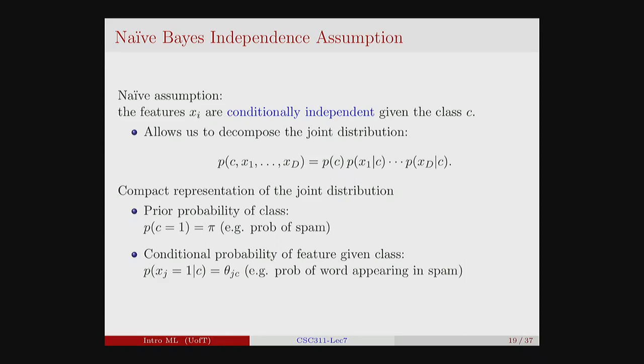So we're going to decompose the joint distribution with this assumption as P of C comma x1 through xd as the probability of the class label times the probability of x1 given C, and so on, all the way to the probability of xd given C.